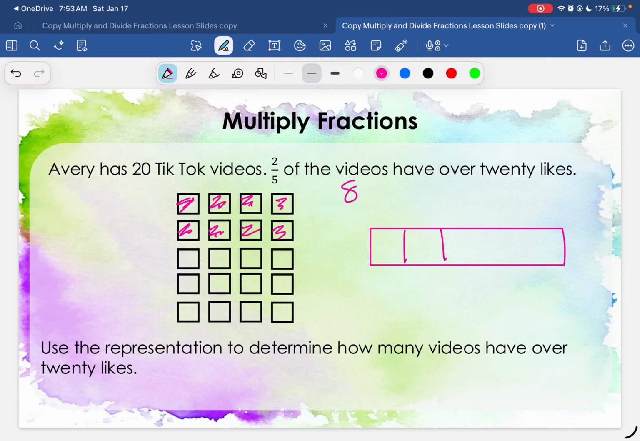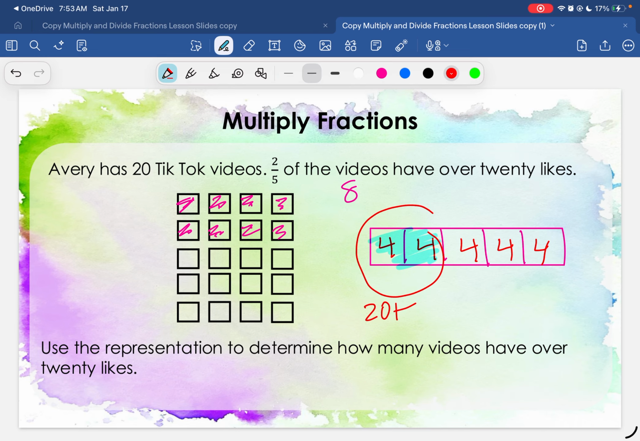Break it up into 5 parts. Now, all 5 out of 5 is one whole. In this case, our whole is 20. So in other words, if all 5 of them are 20, then each one would be 4. Now, we only care about 2/5. So we'll shade in 2/5. So in other words, 8 have more than 20 likes.